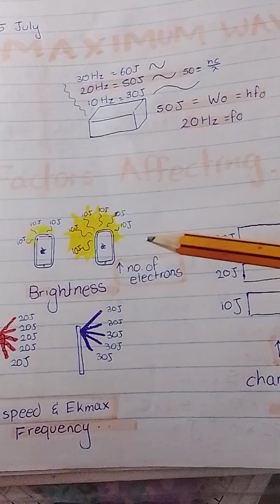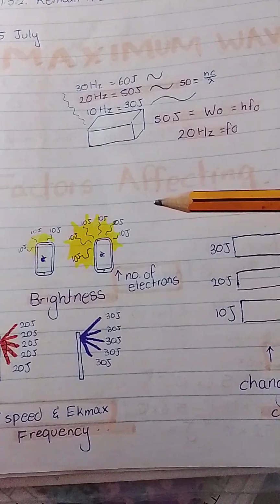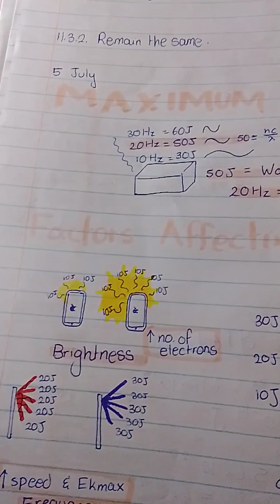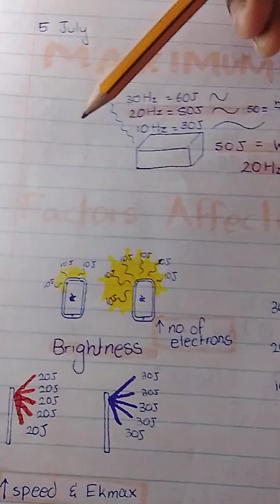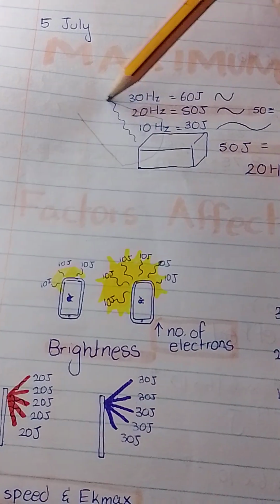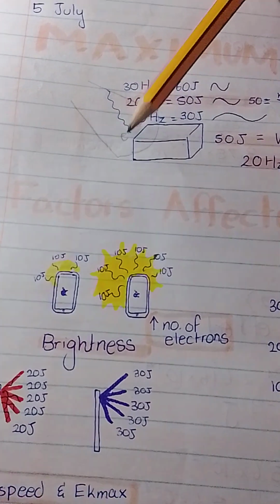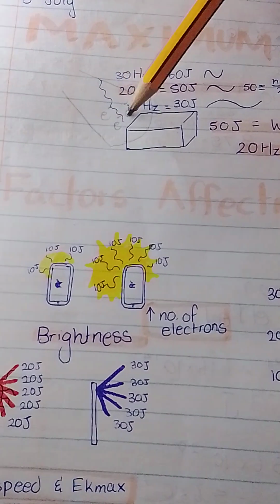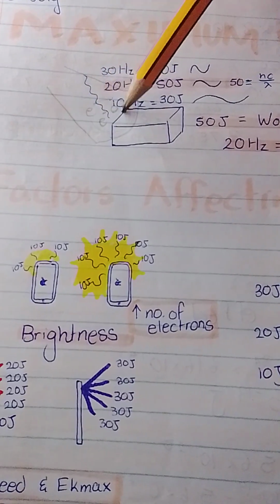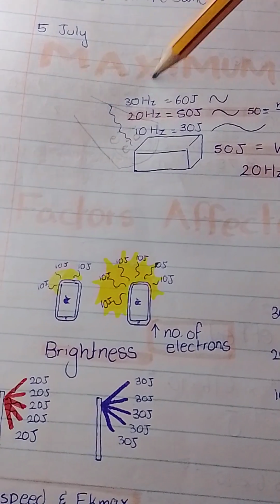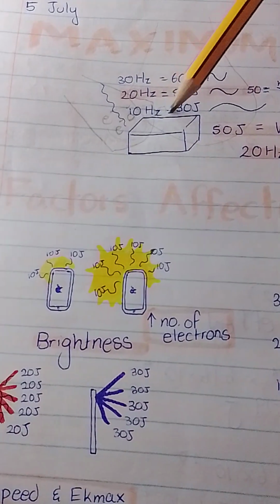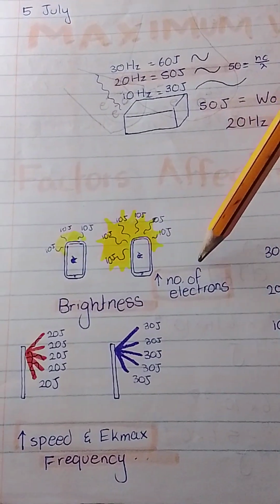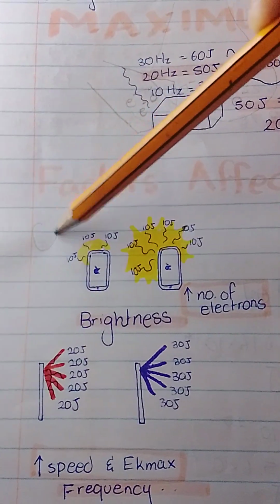So first we're going to talk about the brightness of the light. When you shine a light onto the metal, if your light is about this bright, it's only going to hit the surface area of the metal, and let's say 5 electrons are going to be emitted and ejected from the surface. If you have a brighter light, it's hitting a larger surface area, which means more electrons will be emitted and ejected. So brightness affects the number of electrons. That is going to increase.